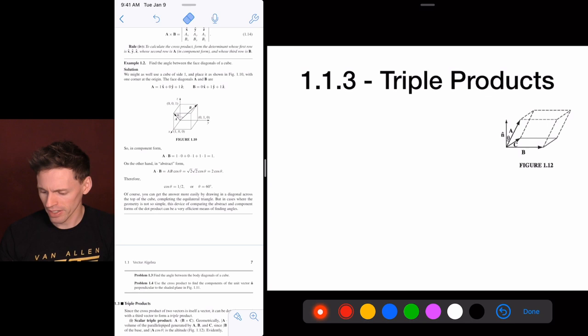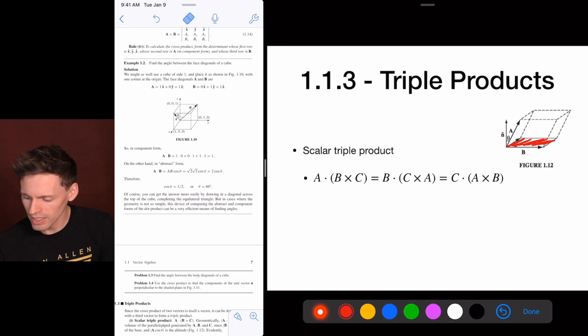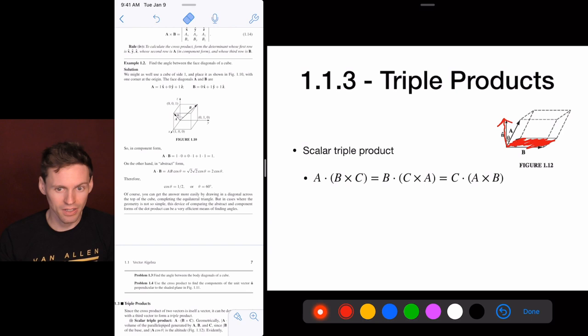The scalar triple product is A dotted into B cross C. You could write it that way. What is that? B cross C is the area of that parallelogram, and the result of it is a vector that points in that direction, normal to that plane. And then if you dot that into A, it gives you the volume of this shape, okay? That's what you can think of as the scalar triple product.